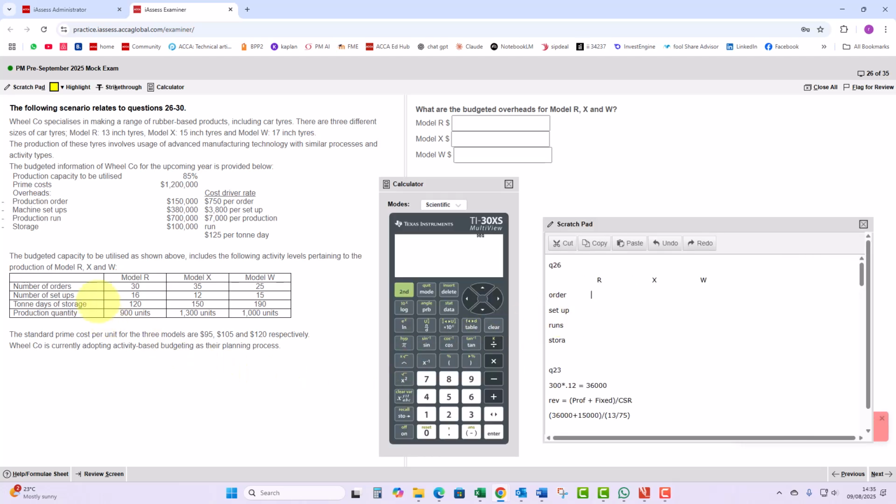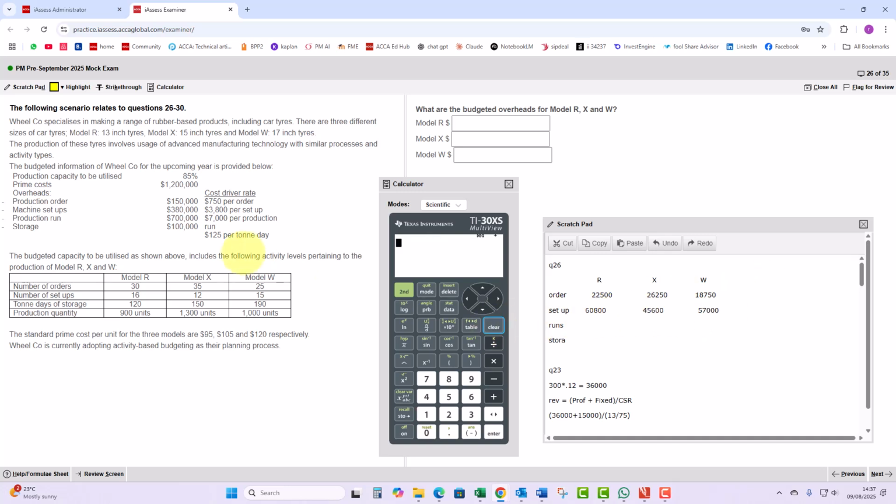So number of orders for R is 30 at 750 per order. Is 22,500. And then we need 35 and 25, so that's 26,250. That's 18,750. Now setups are at 3,800 per setup, and we need 16 for R. Is 60,800, and we need 12 for X, so that's 45,600, and then we need 15 for W, is 57,000.